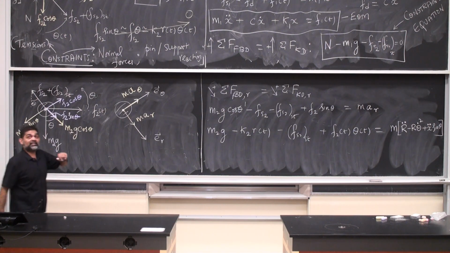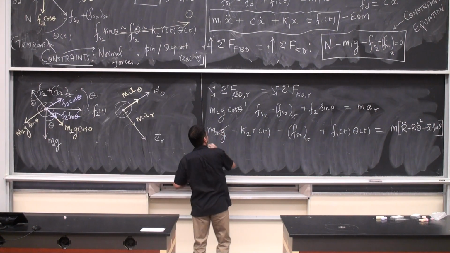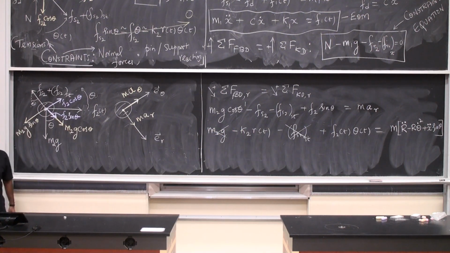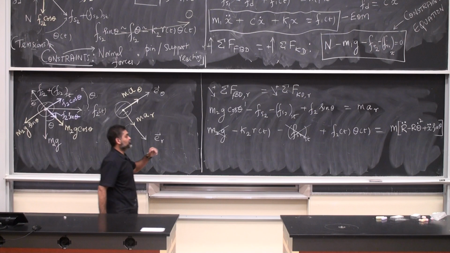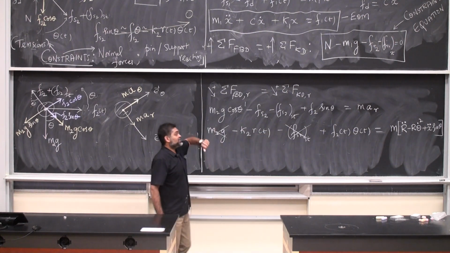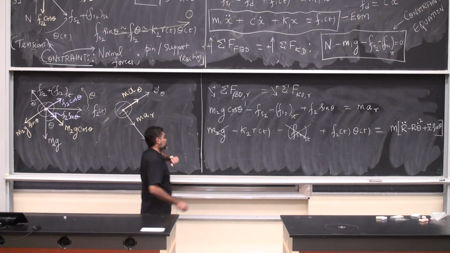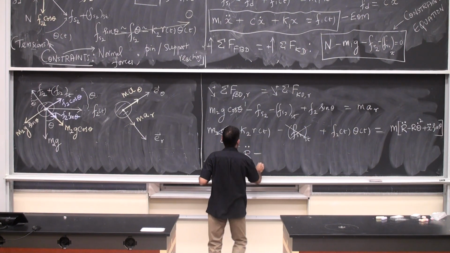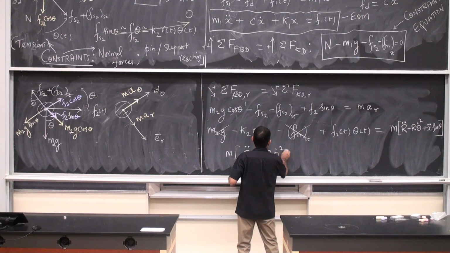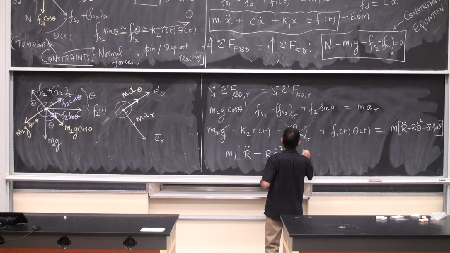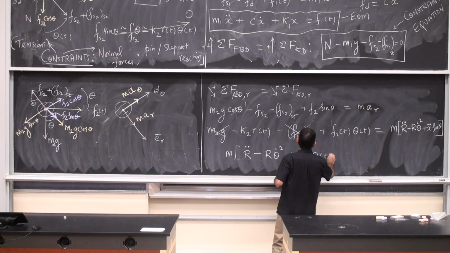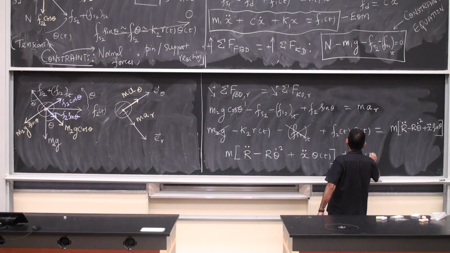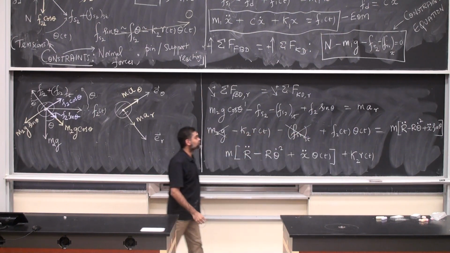M2G and Fs2 static cancel off from SCP. That does not contribute to any motion. Okay? So I'm going to have K2 r of t brought onto the other side. Sine theta becomes theta, so I have the following. M times r double dot minus r theta dot square minus x double dot theta of t plus K2 times r of t.